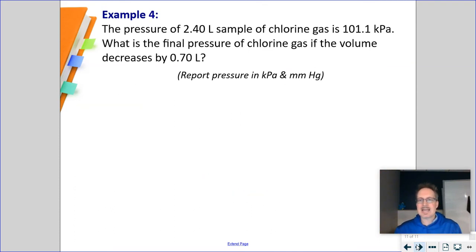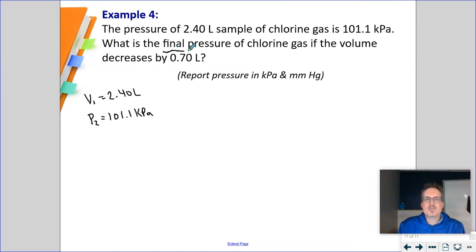Okay, let's go and do the very last question. This one's a little bit different. Please read it carefully. The pressure of 2.40 liters of chlorine gas. So my pressure is 2.40 liters. Sample of chlorine gas is 101.1 kilopascals. So that's going to be, oh, well, I goofed that. So let's do this. And let's fix this up. So my volume is 2.40 liters, and my pressure is 101.1 kilopascals. I just misread the question.